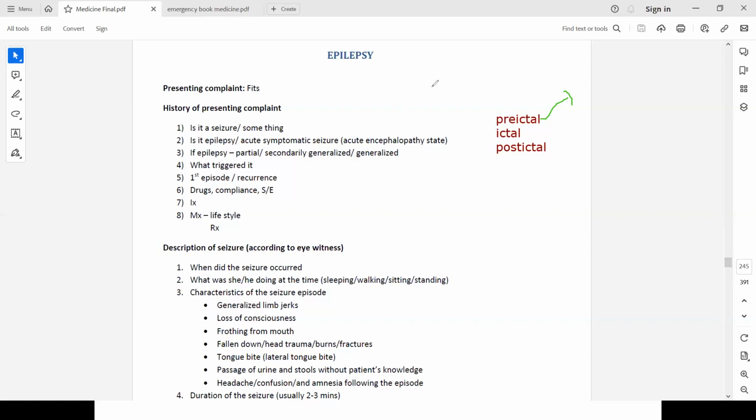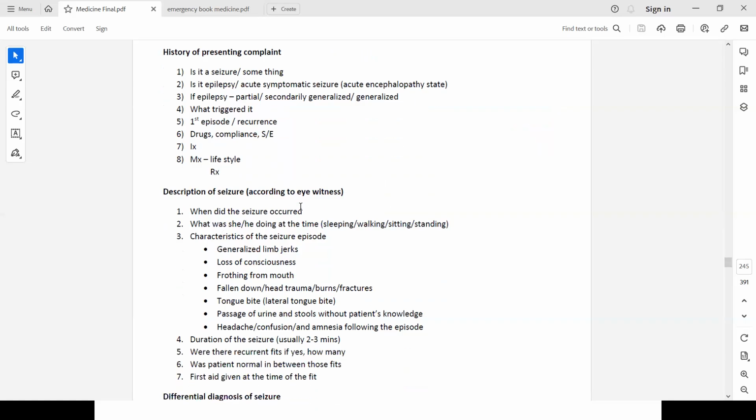I think in this they are mainly going through those points. Is it a seizure or something else? Is it epilepsy? If epilepsy, partial is now called focal; the older terms are not used. Secondary generalized is now focal to bilateral seizure. What triggered it? We can ask about triggering factors: sleep deprivation, substance use, stress, flashing lights and so on.